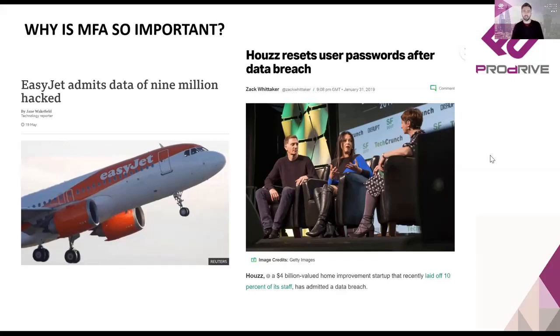So the first one is attacking service providers. Now that could be someone who has an application, such as Microsoft or Google, or it can be someone who runs a website that you have a username and password for. So you've probably seen a lot of reports in the press of common breaches involving IT systems of big businesses. So I've put EasyJet on here. I'm not actually sure passwords were breached in that particular hack, but there was another one with House, which is a home improvement website that definitely did have passwords stolen.